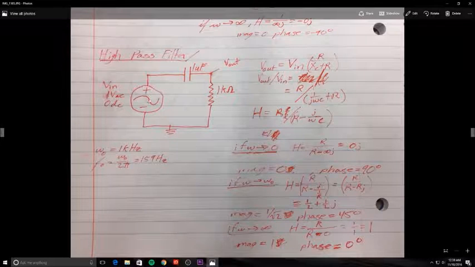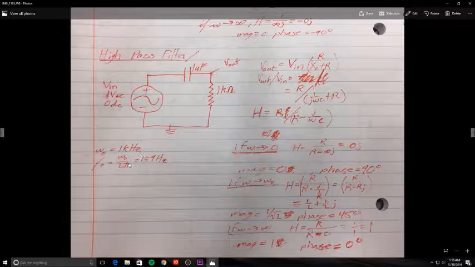Here we have our high pass filter, and it's set up relatively the same. The difference is our capacitor is before our 1 kilo ohm resistor. If omega is approaching 0, H is going to be equal to 0j. So again our magnitude is going to be 0, but our phase is actually going to be a positive 90 degrees. At omega naught, H is going to be equal to 1/2 plus 1/2 j. Our magnitude is 1 over the square root of 2, and we get a phase of positive 45. Approaching infinity, we get a magnitude of 1 and a phase of 0 degrees.